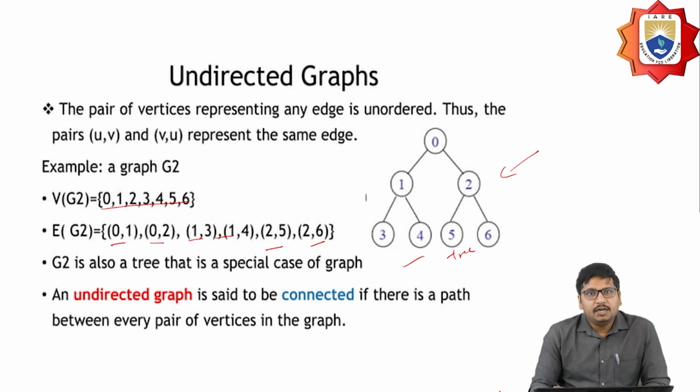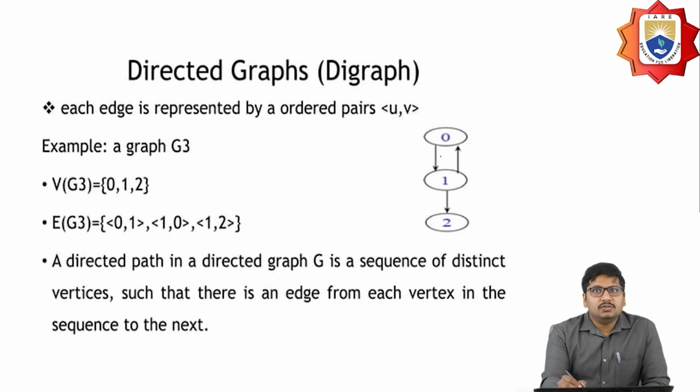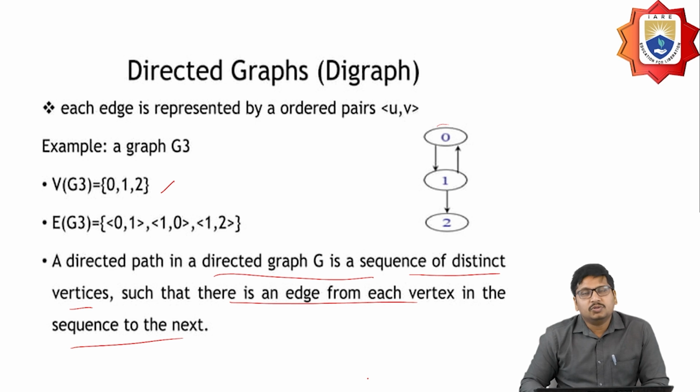An undirected graph is said to be connected if there is a path between every pair of vertices in the graph. Now the directed graph, where the edge is represented by an ordered pair. For example, a graph G3 has the set of vertices 0, 1, 2, and the edges are (0,1), (1,0), and (1,2). A directed path in a directed graph is a sequence of distinct vertices such that there is an edge from each vertex in the sequence to the next.